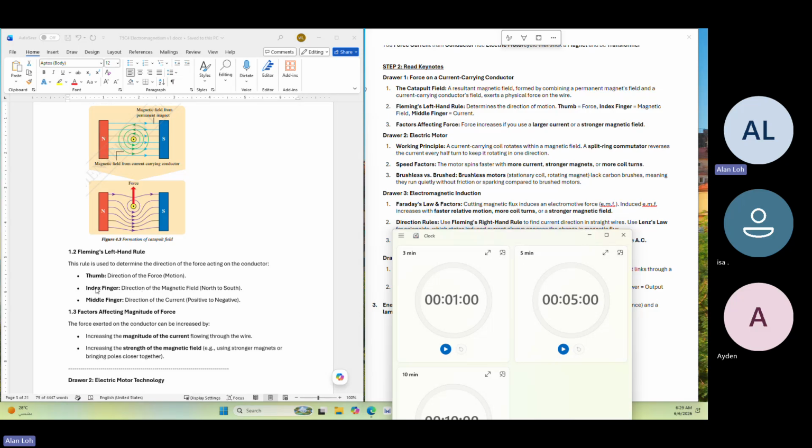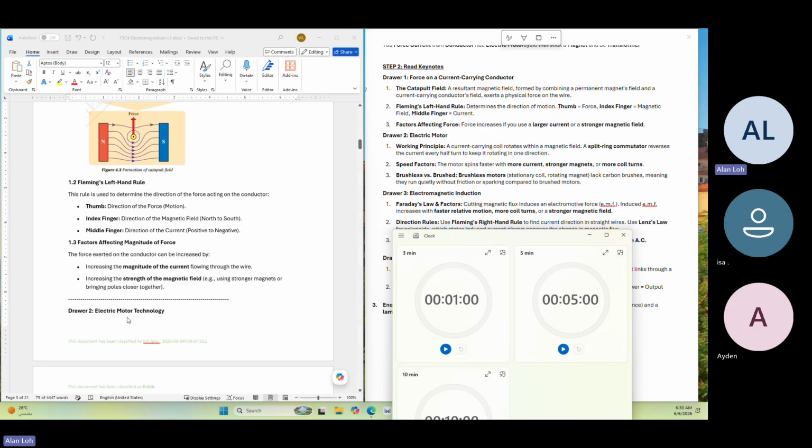So there are these 3 fingers. How this is related to your fingers, we'll have more information later. If you do not fully understand it by now, it's fine. You just need to know there's a Fleming left-hand rule to help you determine the force, which uses the thumb. Then you have to set the index finger in the direction of the magnetic field, whether the north is here or here. The middle finger shows the direction of the current of the conductor, from positive to negative.